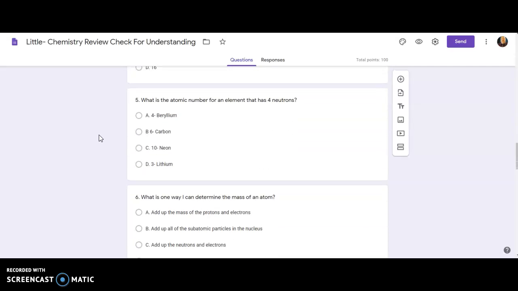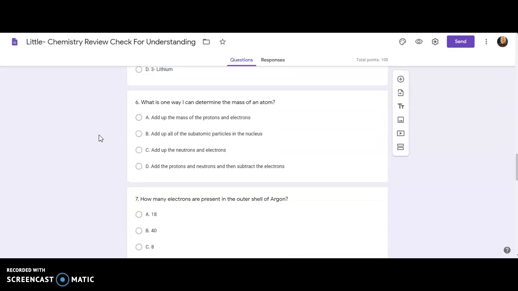Question number 5. What is the atomic number for an element that has 4 neutrons? Is it beryllium, carbon, neon, or lithium? Which of those 4 elements has 4 neutrons?